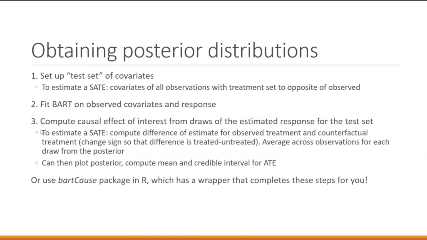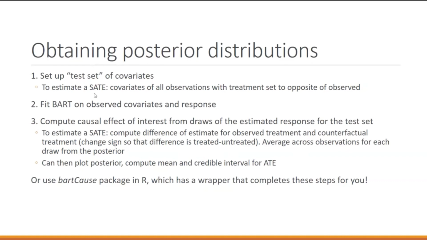Fit our model, and then for computing our causal effect, we're going to take the difference of the estimate for the response for whatever treatment was actually observed, and then this counterfactual treatment from our test set, changing the sign so that the difference is always treated minus untreated. And then we can average that across observations for each draw from the posterior. And so if we take 1,000 draws, we might have then 1,000 SATE estimates. And so that then becomes our posterior distribution for this causal effect. We can compute a mean and credible interval from all of those draws.